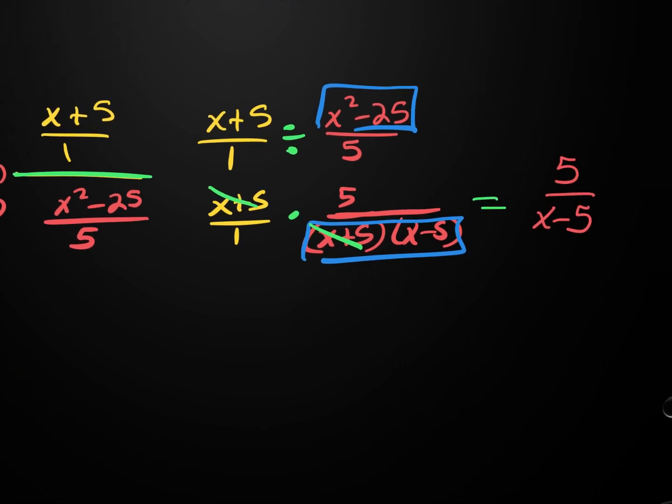The 5's do not cancel. Remember, the 5 in the denominator is attached to the x minus 5. Do not try to say, cancel those 5's. You will get it wrong. You need an exact match in order to simplify things. So this is your final answer.